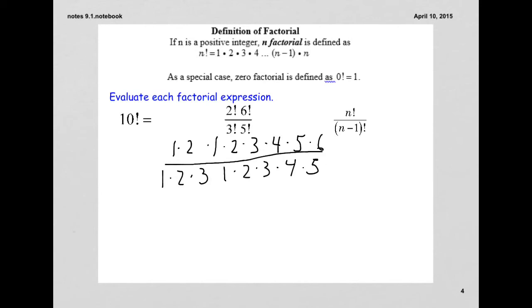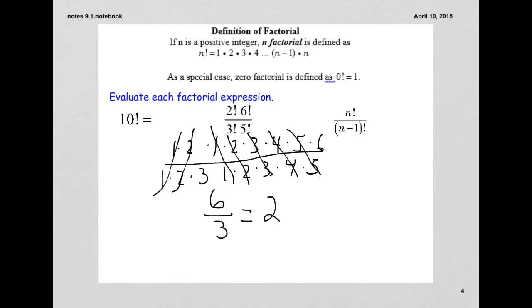Okay, now we can start getting rid of things that are alike in the numerator and the denominator. Those go away, those go away, and so on. On the top, I'm left with a 6. On the bottom, I'm left with a 3, and 6 over 3 is 2. Now that was pretty easy.